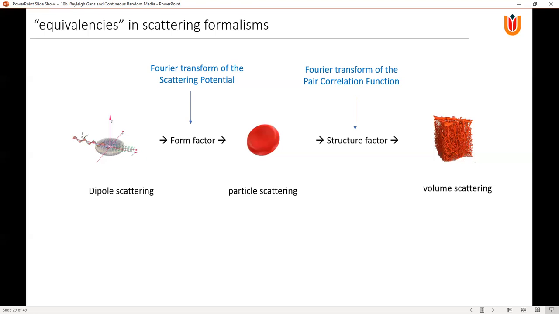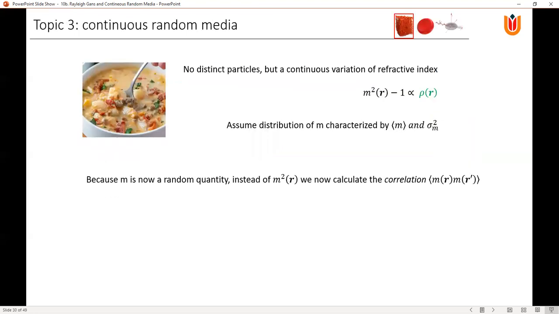And that is where the new theory comes in, basically the new way of looking at tissue. So not as discrete particles, but more as a kind of continuous soup. So let's say take the blender to this soup and then look at the properties. There are no distinct particles anymore, but we describe the tissue as a continuous variation of refractive index. So the refractive index is a function of r.